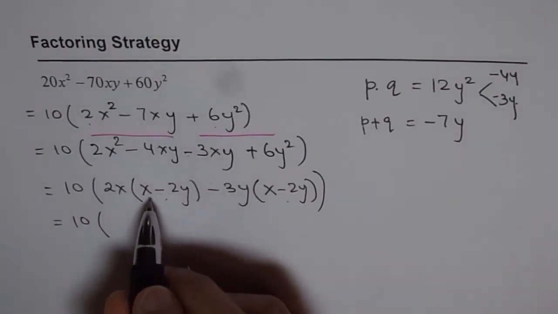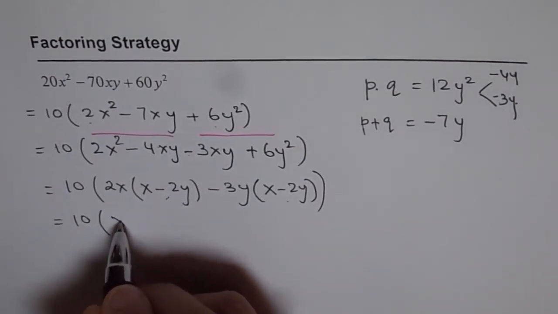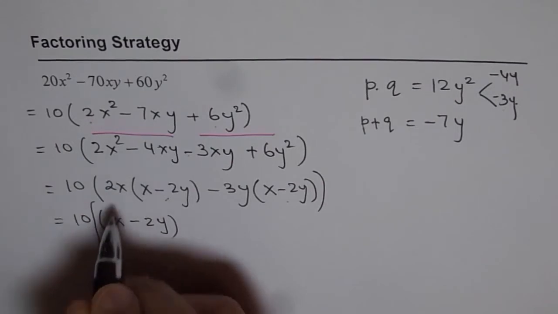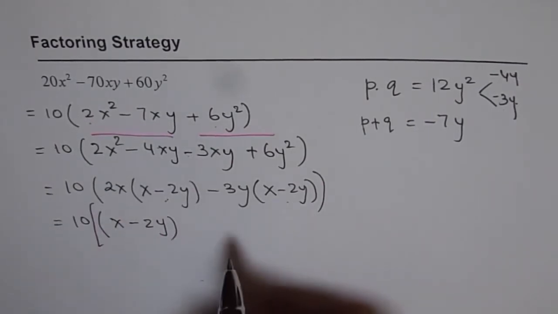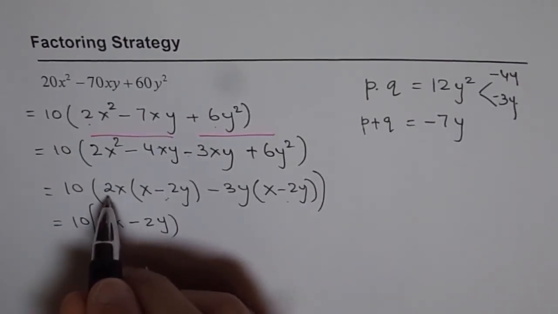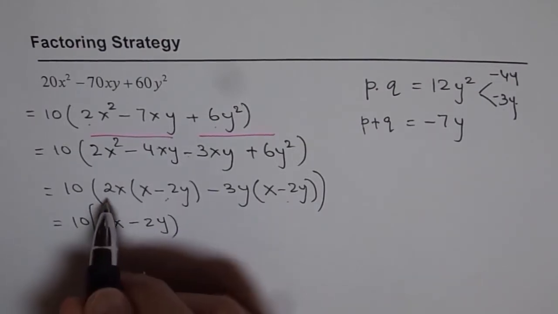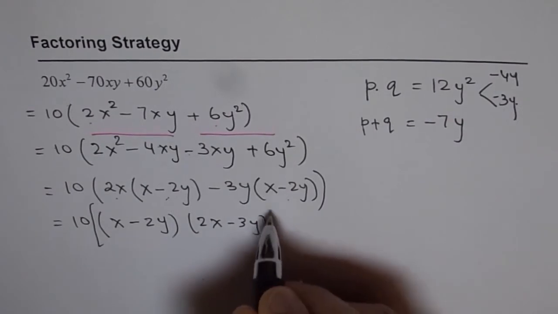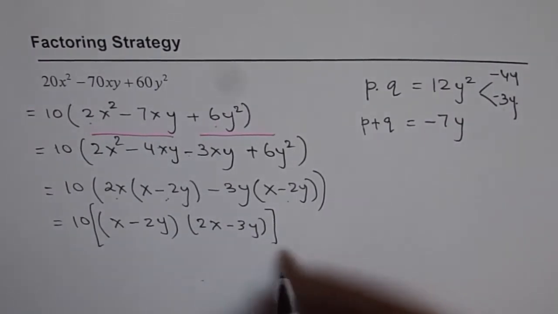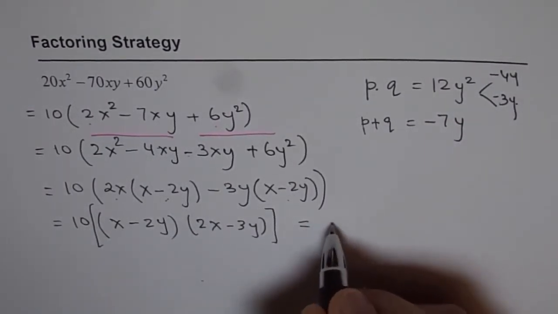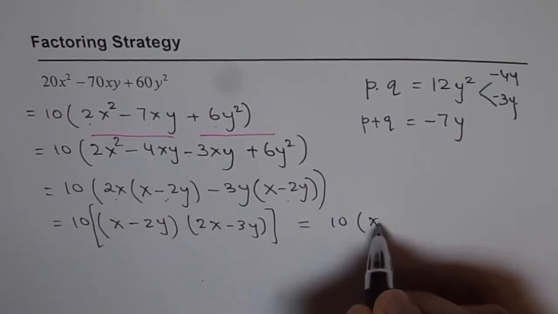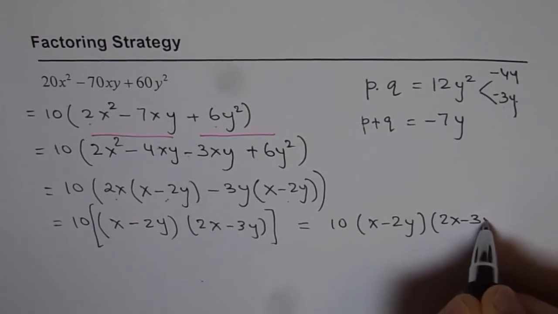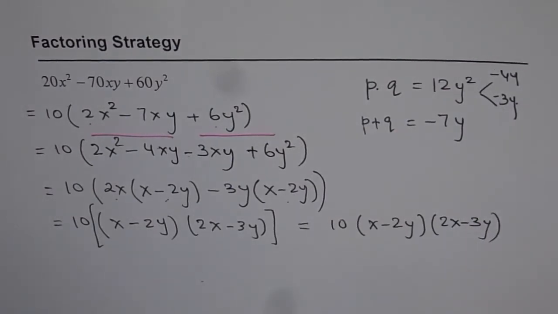Okay? At this stage, we are almost at the end of factoring. So we can factor out x minus 2y. Actually, I should put this bracket here, so I'm putting a square bracket. And what are you left with? 2x minus 3y. And that is the factored form. It can be written as 10 times x minus 2y times 2x minus 3y. So that is our answer.